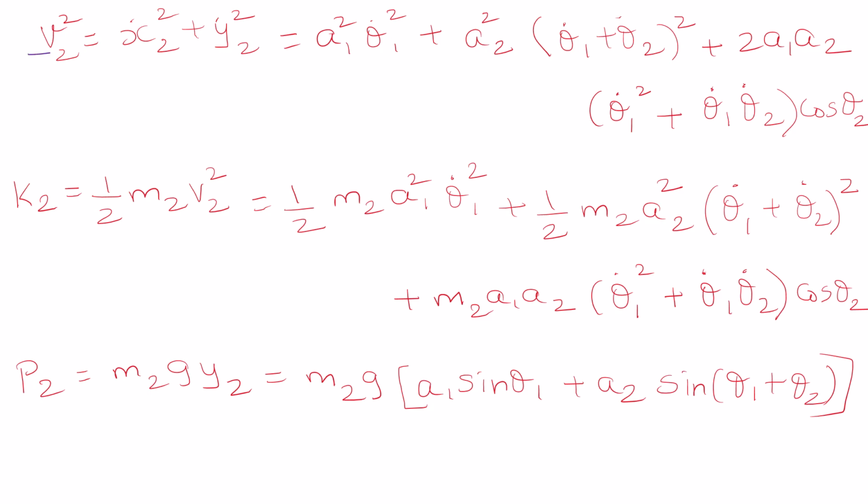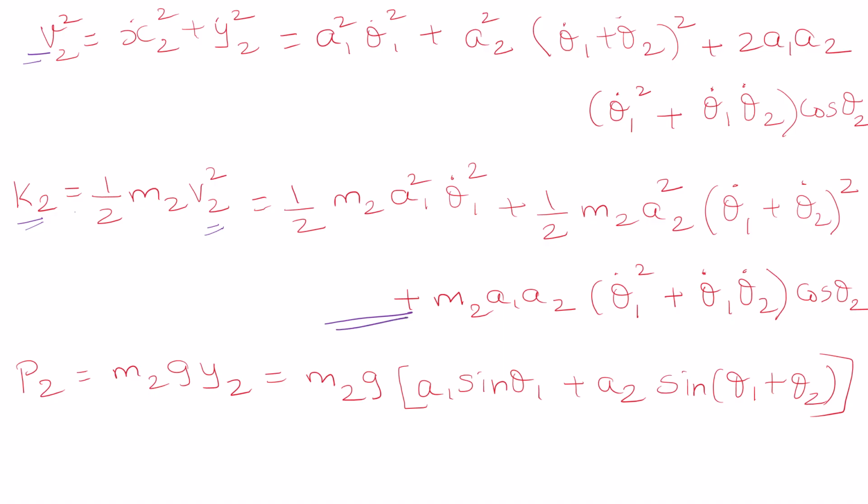Now we have found the velocity, so from that we can get the kinetic energy. The kinetic energy of the second link is represented as K2 here. So K2 is equal to half into the mass of the second link, m2, into v2 squared, right? Just substituting for v2 squared that we got in the previous step, we will get the kinetic energy expression.